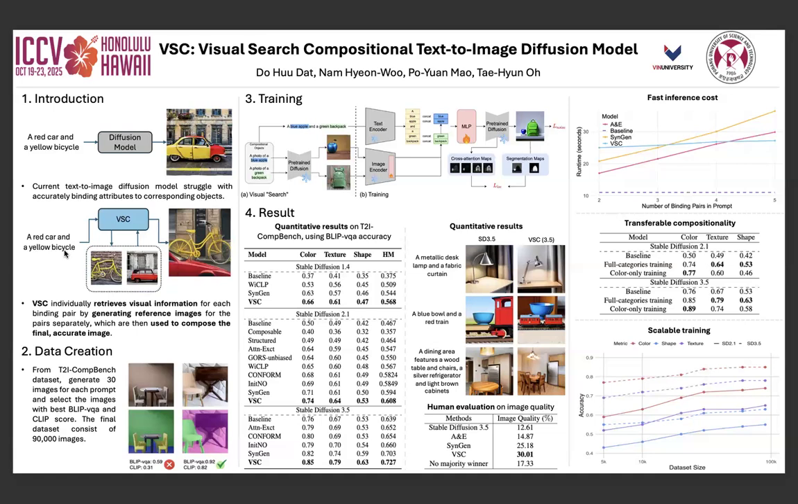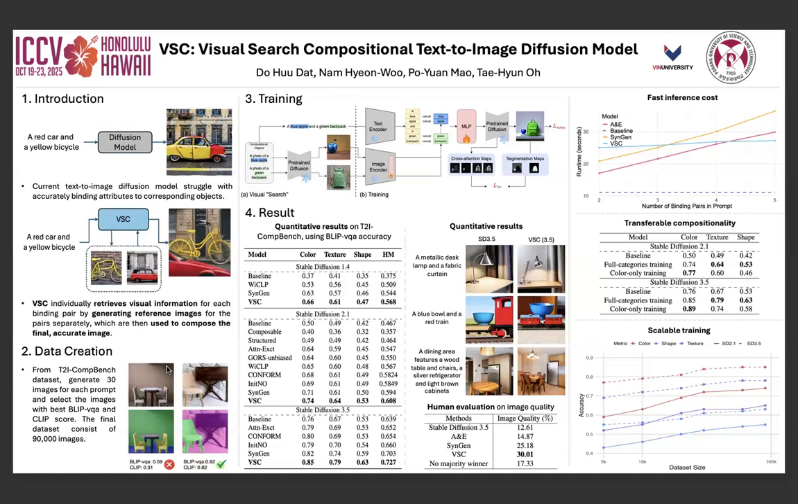So we need to create a dataset to train the model on this. From the T2I CompBench dataset, which is a dataset of compositional prompts, for each prompt we generate 30 images and select the image with the best BLIP VQA and CLIP score. For example, given these two images, the BLIP VQA will try to do visual question answering, like, is there any wooden table in this image, or is there any leather chair in this image?